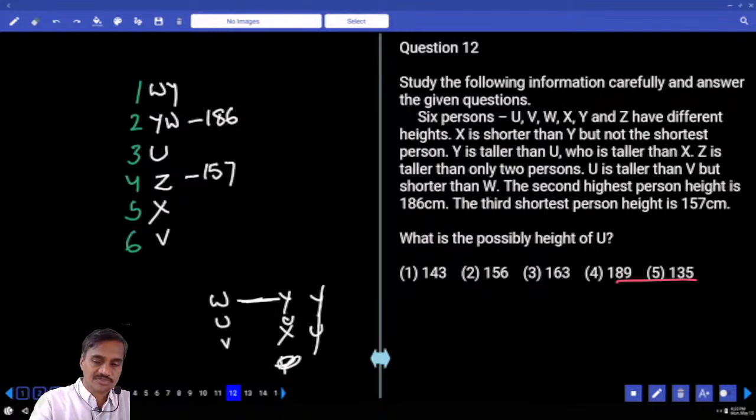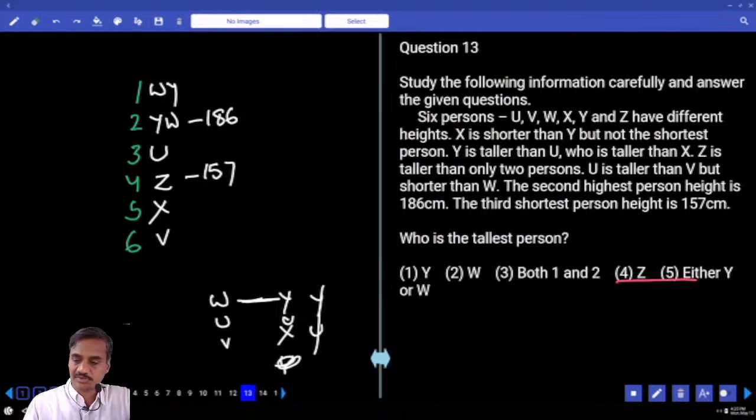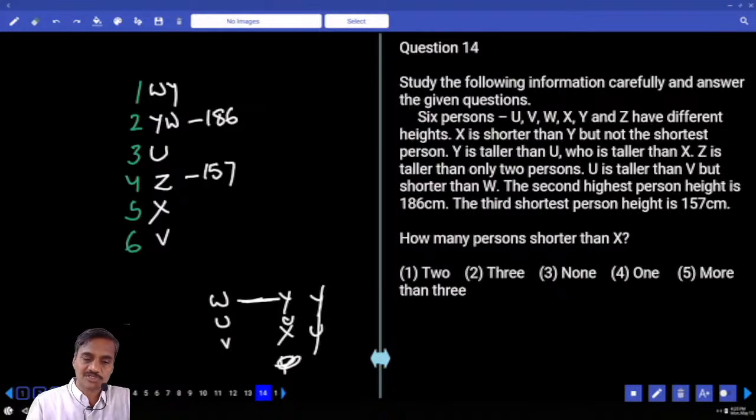Z is 157. Then what is the possible height of U? In between these two, 157 and 186, 163, that is choice 3, 12. And who is the tallest person? Either W or Y, choice 3, 13. And how many persons are shorter than X? There is only one, choice 14.